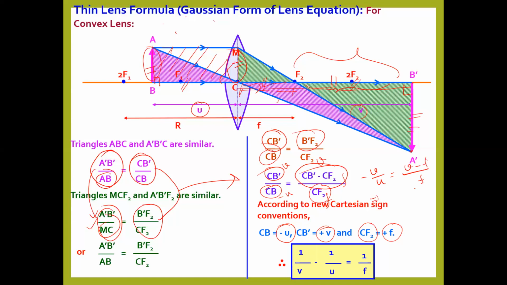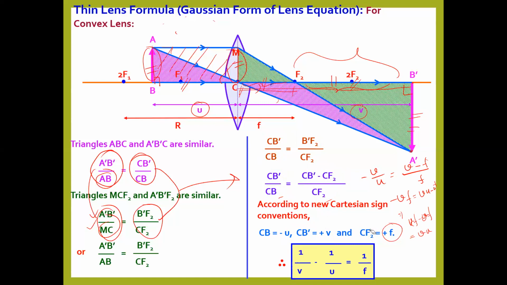So if we do the cross multiplication, what will we get? Minus VF equals VU minus UF. Or UF minus VF equals VU. Now let us divide. Let us write it again and do the calculation.